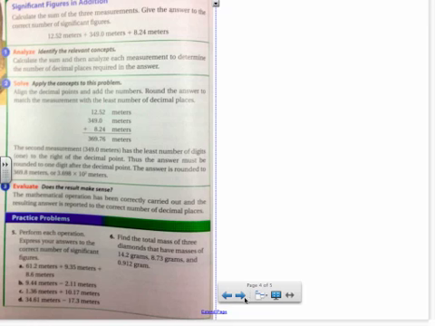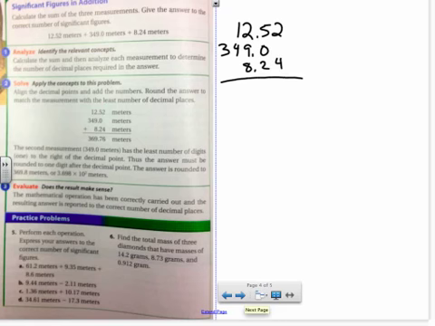Significant figures in addition: if we want to calculate the sum of three measurements and give the answer to the correct number of significant digits, when we're adding or subtracting, it's all about place value. It's all about what place you took it to. That's what's important. It's not about how many digits you have to start with or how many you end up with if you add them all together. It's about place.